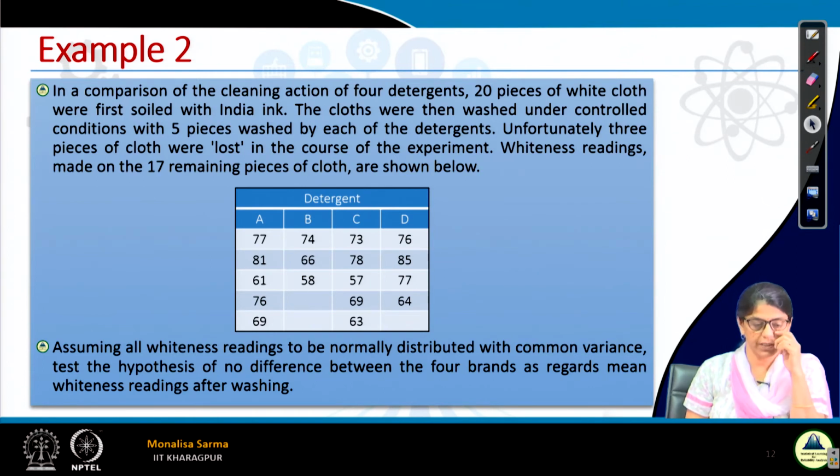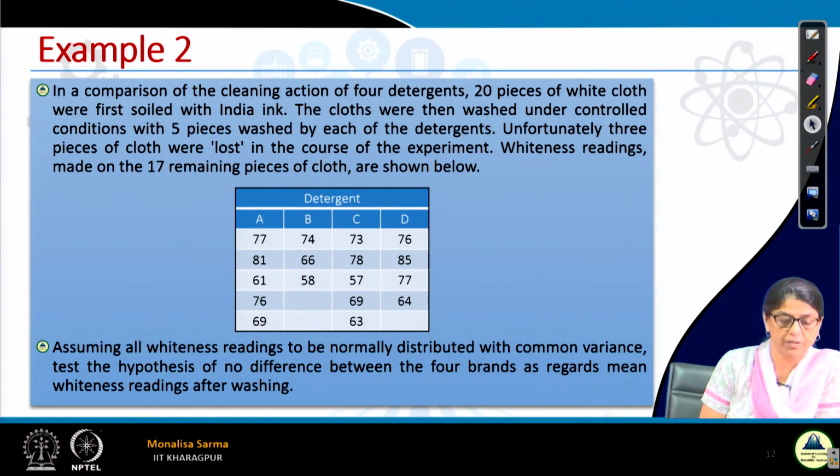Now, we will see a different example. This is an unbalanced example. In the comparison of the cleaning action of 4 detergents, 20 pieces of white cloths were first soiled with India ink, some type of ink. The cloths were then washed under controlled conditions with 5 pieces washed by each of the detergents.